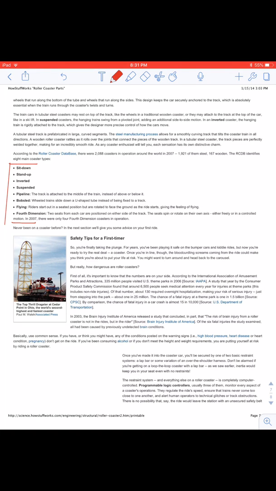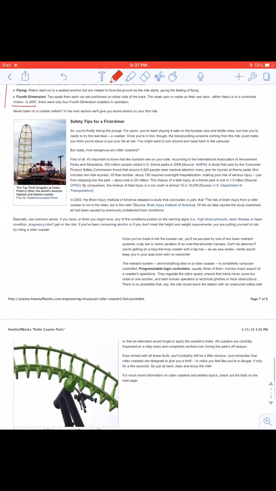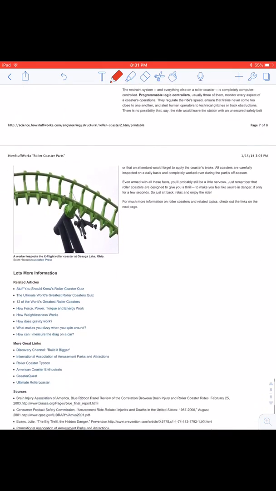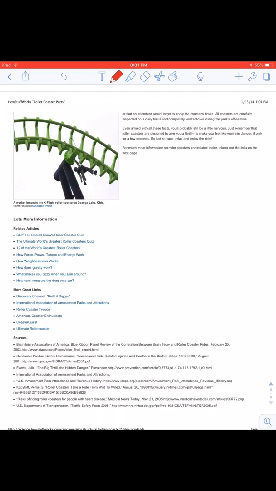There is no possibility that, say, the ride would leave the station with an unsecured safety belt, or that an attendant would forget to apply the coaster's brake. All coasters are carefully inspected on a daily basis and completely worked over during the park's off-season.